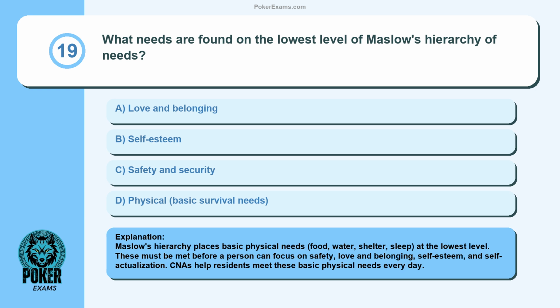Maslow's hierarchy places basic physical needs, food, water, shelter, sleep, at the lowest level. These must be met before a person can focus on safety, love and belonging, self-esteem, and self-actualization. CNAs help residents meet these basic physical needs every day.